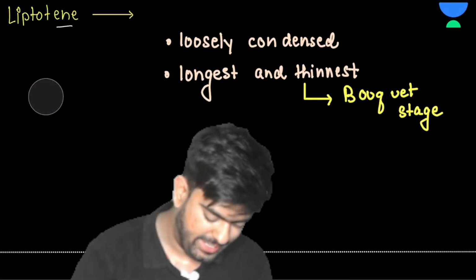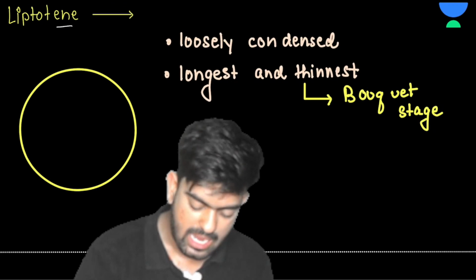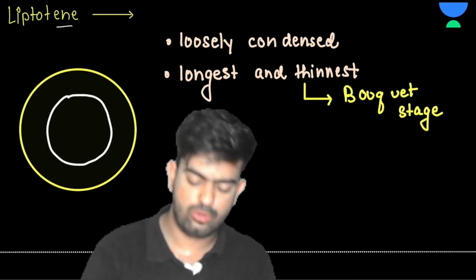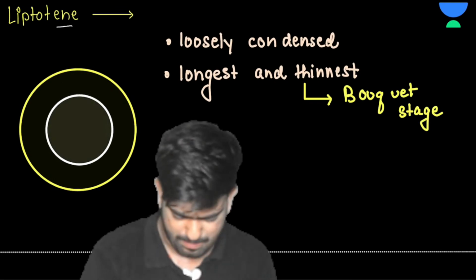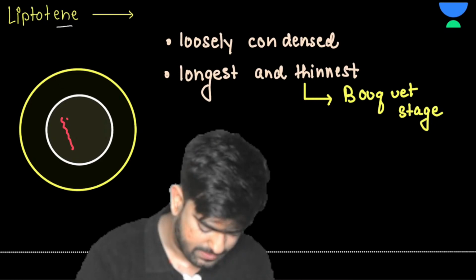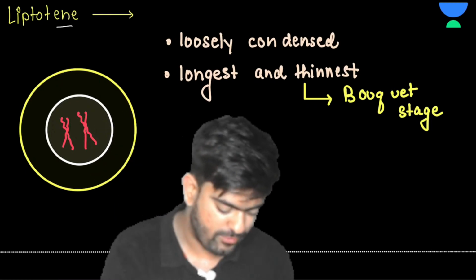Now I'll make a beautiful diagram for you. This is a cell, and inside the cell we have the nucleus. The chromosomes will be very simple, just like this and this. Longest and thinnest chromosomes are found in leptotene. Is it clear to everyone?